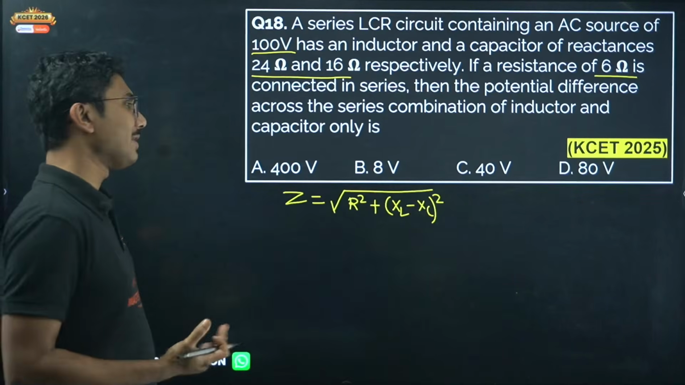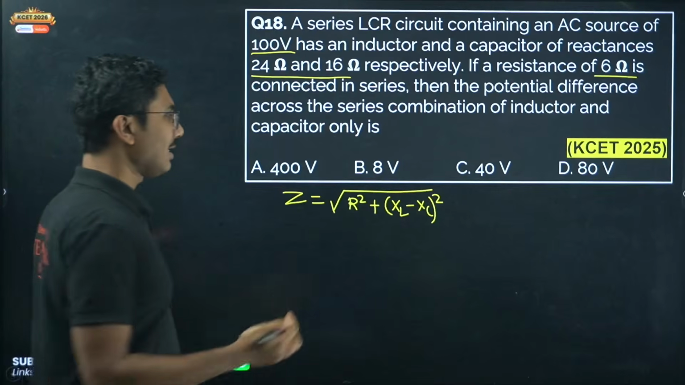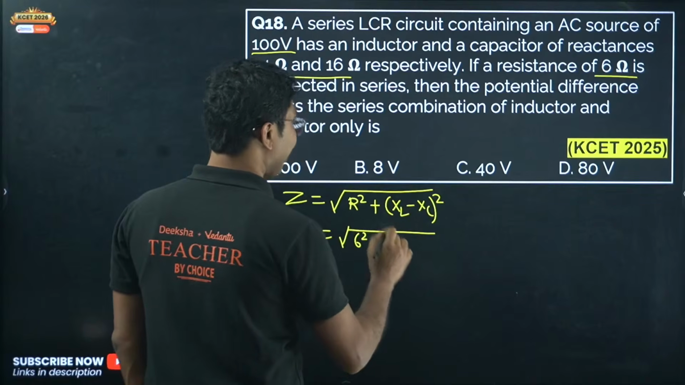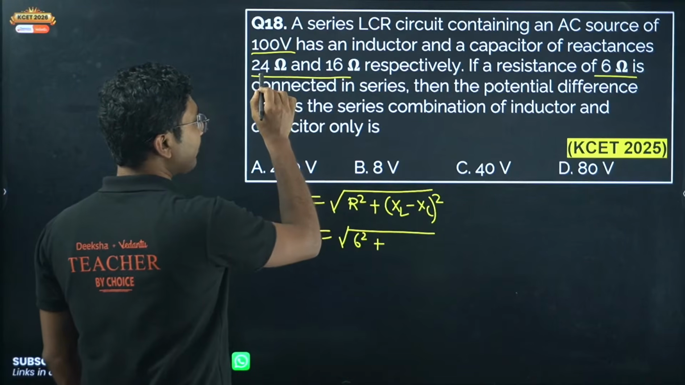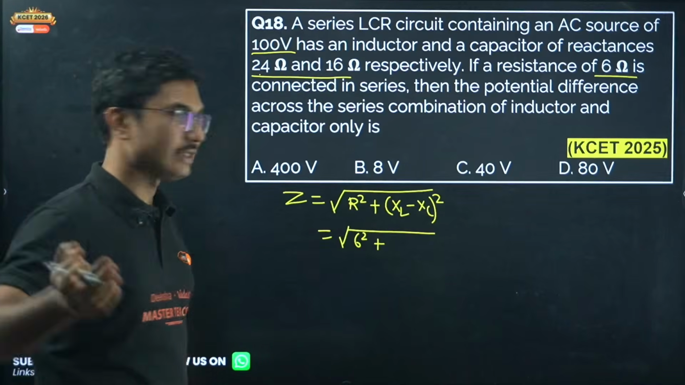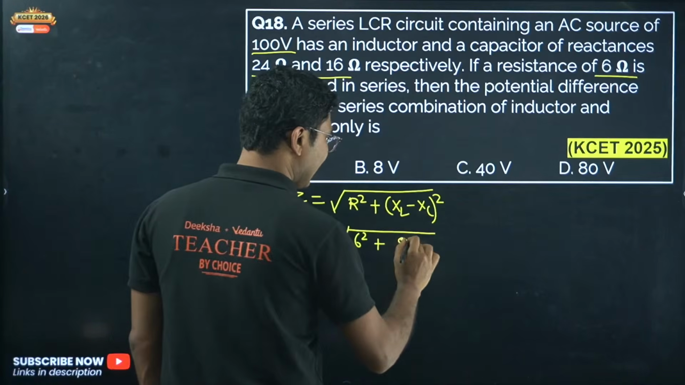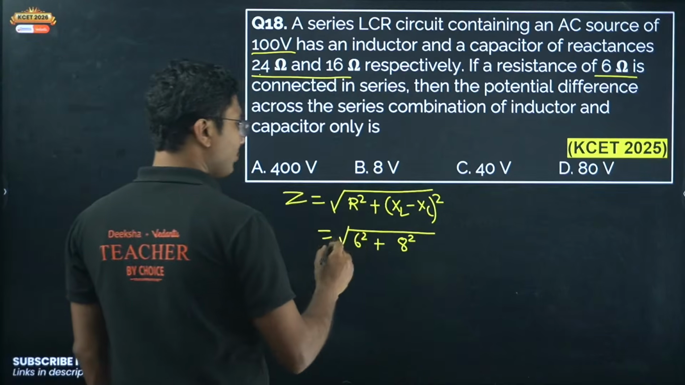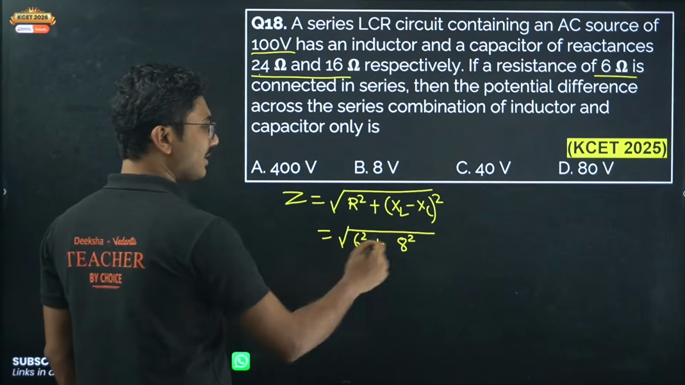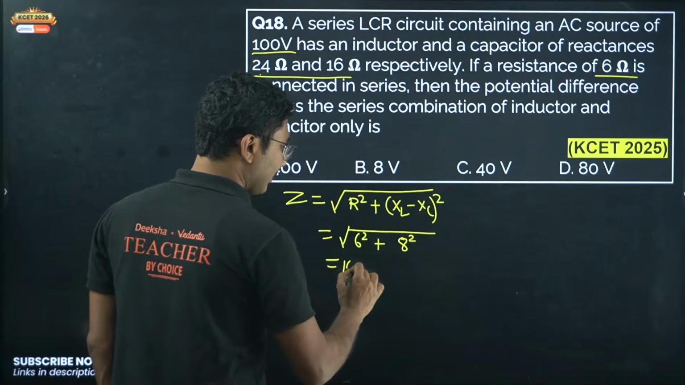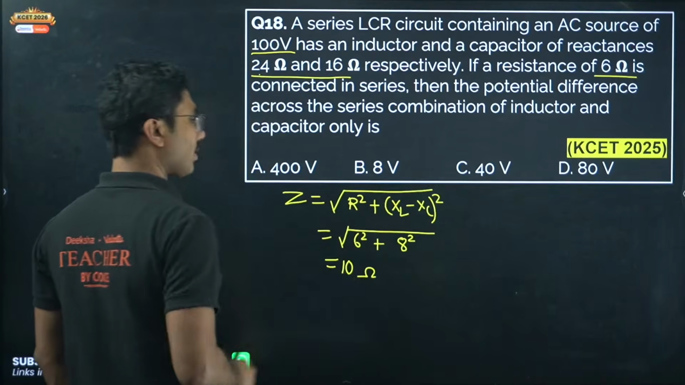Remember, this is the basic formula for AC current. Resistance is given as 6, XL is given as 24, and XC is given as 16. Their difference is 24 minus 16, so you don't need to do it inside this formula, you can directly write it as 8. This is very common: 36 plus 64 is 100, and its square root is 10. So impedance is 10 ohm.